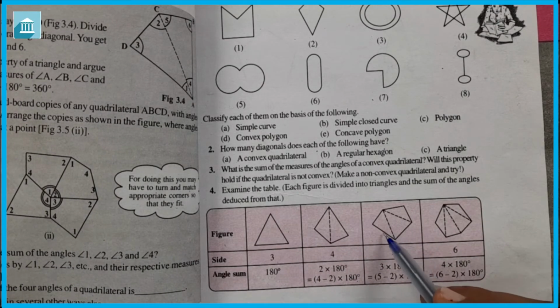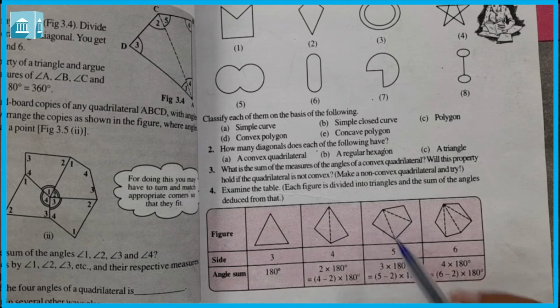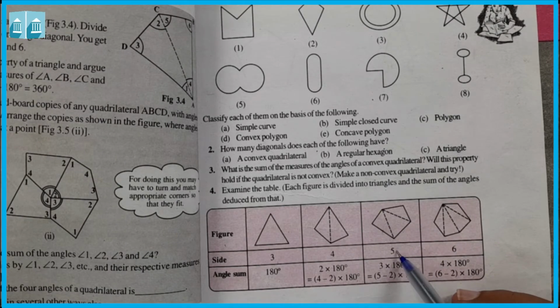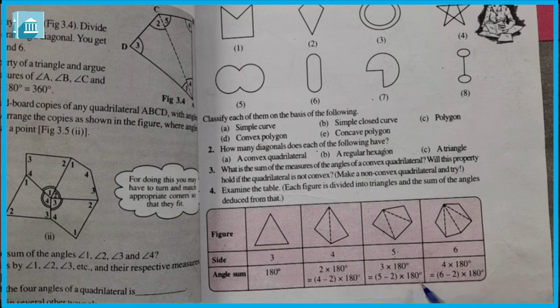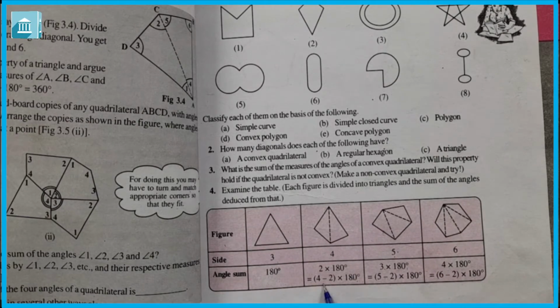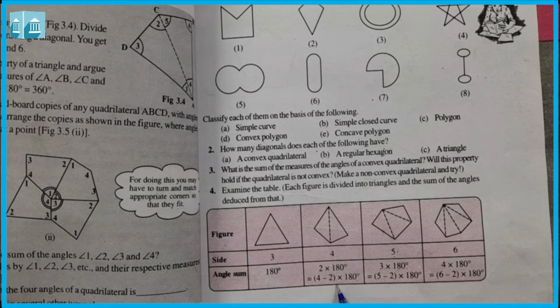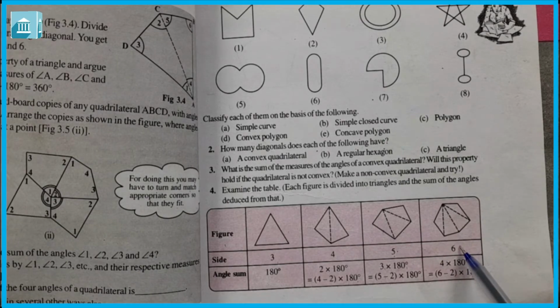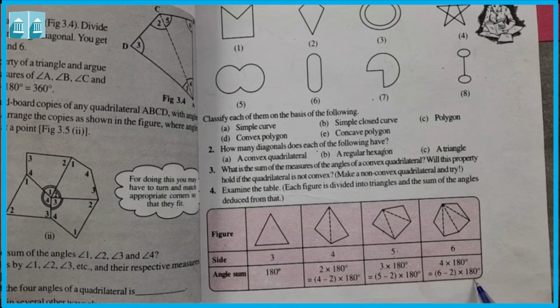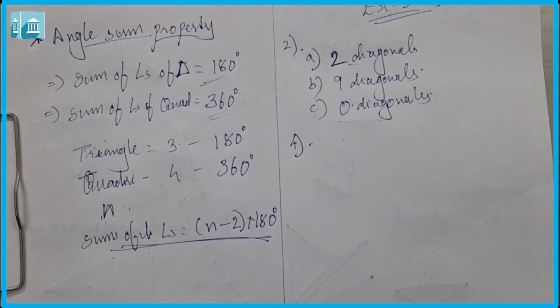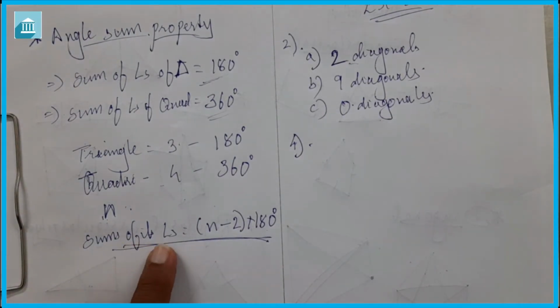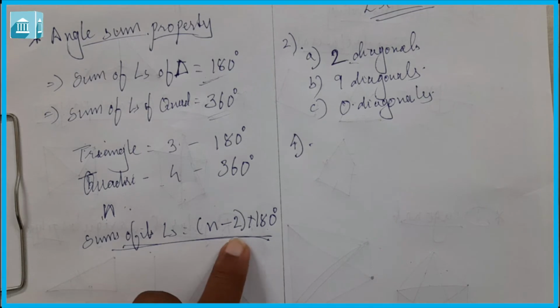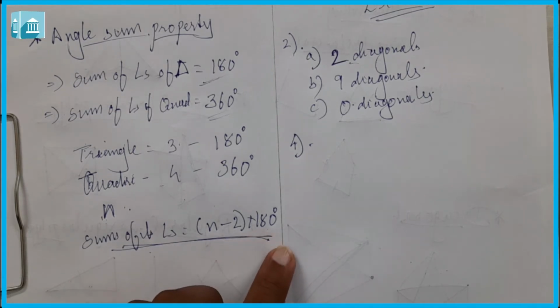In the same way, a pentagon is there. 1, 2, 3, 4, 5. And it is again divided into 3 triangles, so 3 into 180. Now here, as I told, to find the sum: here the number of sides is 4, so 4 minus 2. Here the number of sides is 5, so 5 minus 2. Here the number of sides is 6, so 6 minus 2 into 180. So this is the same as we had done here: the sum of its angles is (n minus 2) into 180 degrees, where n is the number of sides.